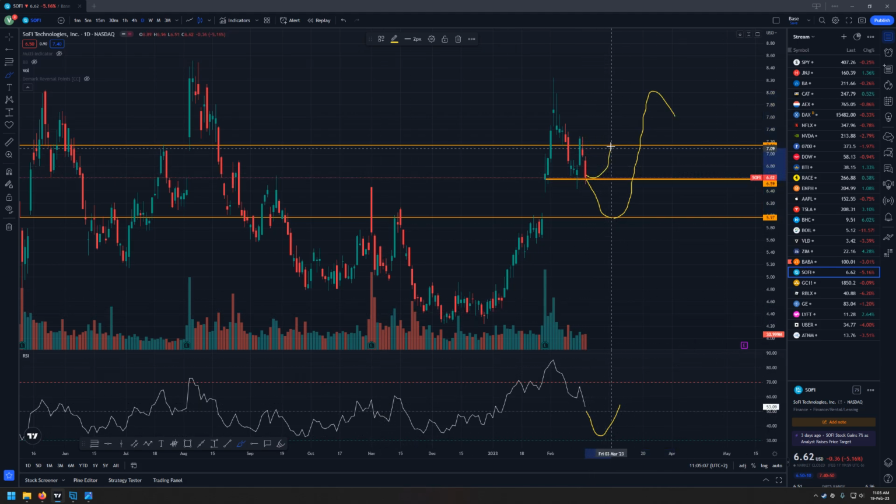It might actually bounce here, but the bigger the pullback, the more energy for a bounce. So a bounce here would most likely not take it as high. Most likely it's going to be a lower high.